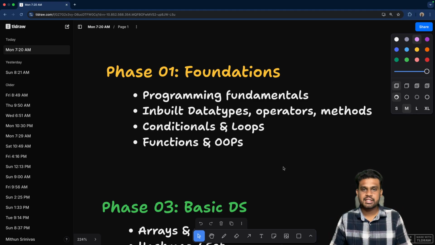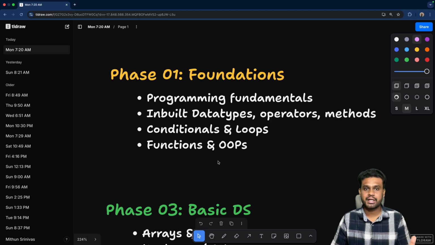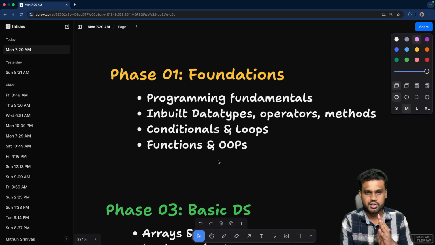And first master the fundamentals, like what the inbuilt data types are, what the operators are, what methods are available on those data types, what conditionals are available, how to do loops, how to create functions, and OOPs. All in all, you should have good programming language knowledge.